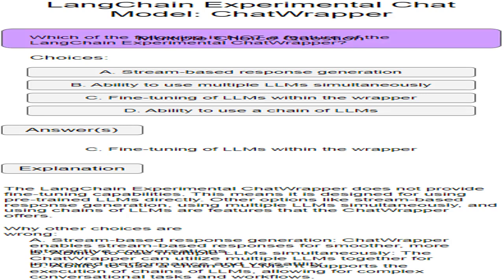Multiple choice question. Presents a multiple choice question related to the LangChain chat wrapper's features. The question aims to assess users' understanding of the chat wrapper's capabilities. It displays a multiple choice question with choices A to D about features of the LangChain chat wrapper.